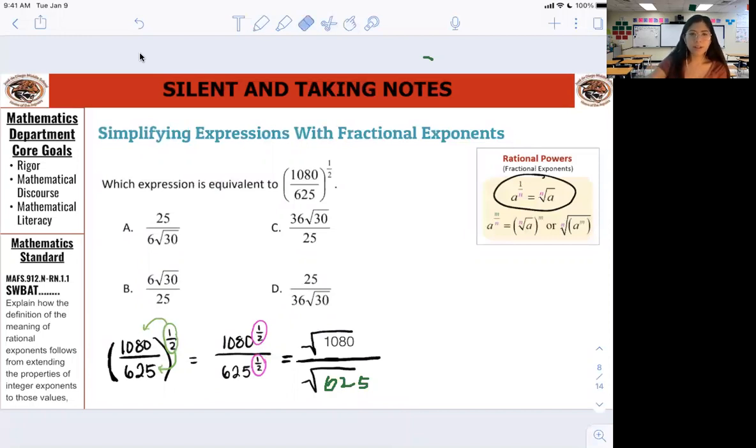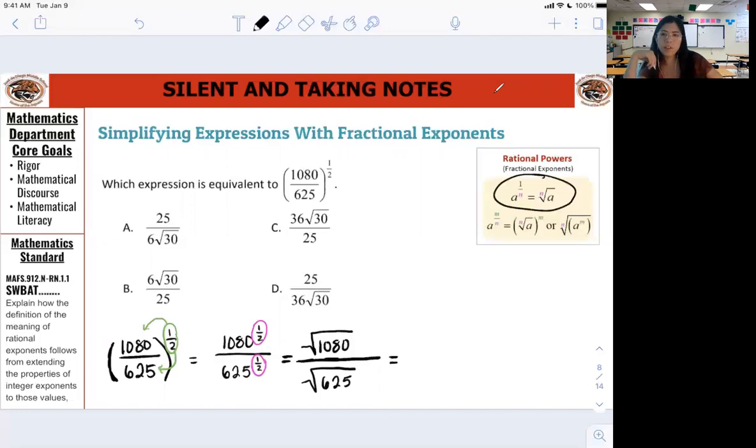Now from here, let's take a look at the answer choices. What do you notice about the answer choices? They simplified it. Yeah, they simplified these square roots. Sorry, I'm just rewriting it. 1080, 625. They're rewriting it, they're simplifying it. So let's start with the numerator. The square root of 1080.